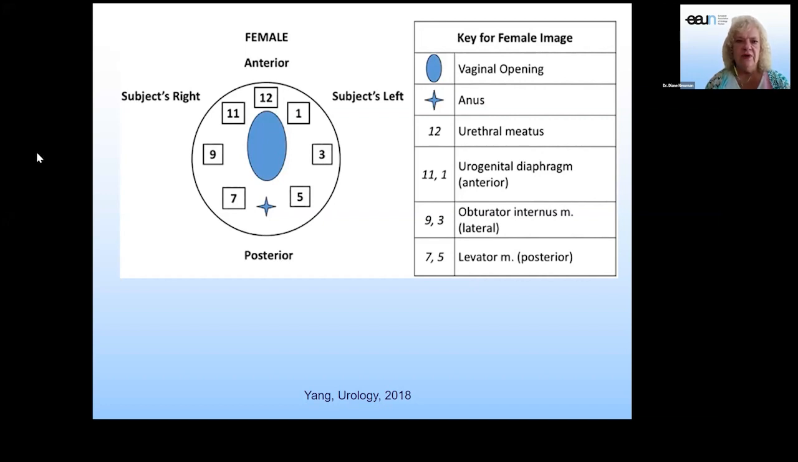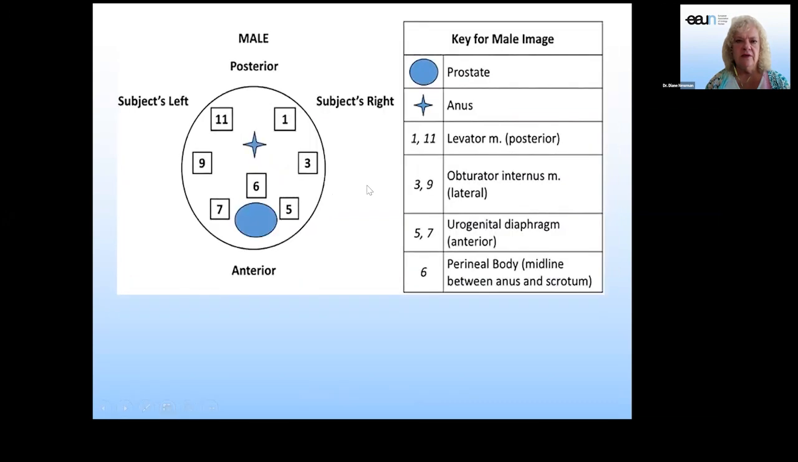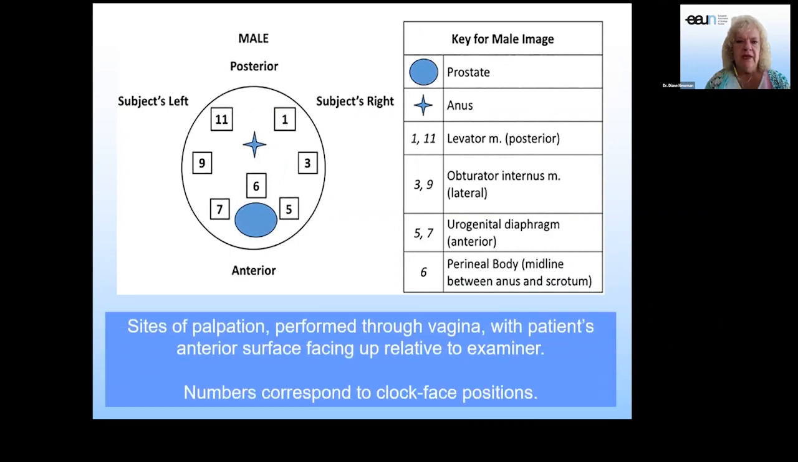They've also done one of these for men, and this is the one for men, and this is, of course, done rectally. And you can see using that clock concept again, where the anus is, where the prostate is, and exactly feeling as far as where that pain is so that you can really isolate it. And I really suggest you read the article. This is by Yang, and I'll send it to the group here so that you can read it. But this is a really helpful exam, and it's a simpler exam to do.